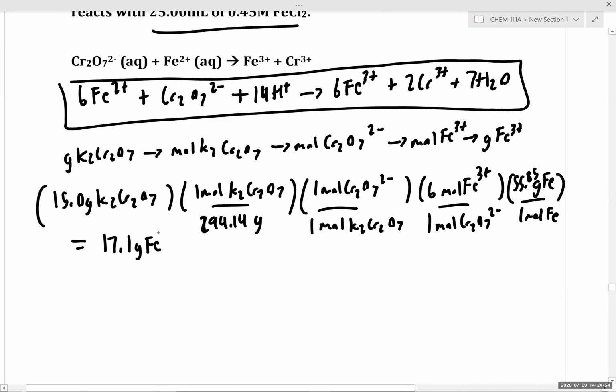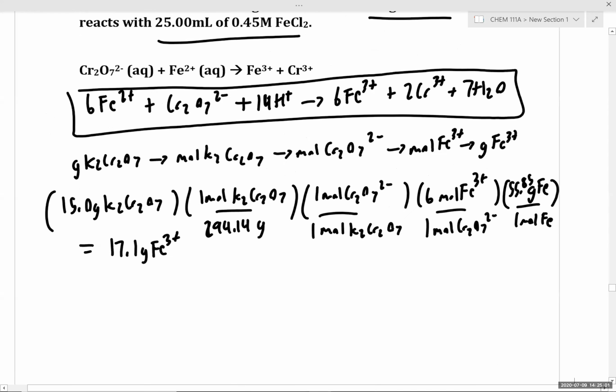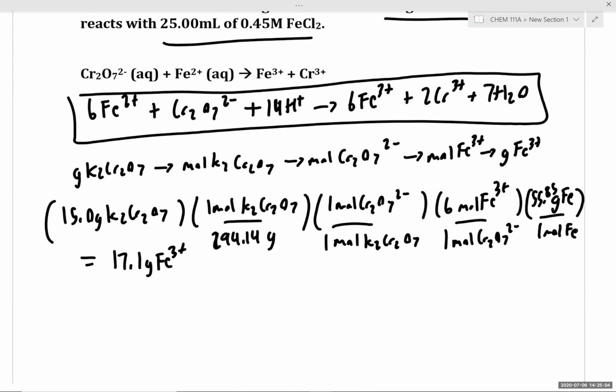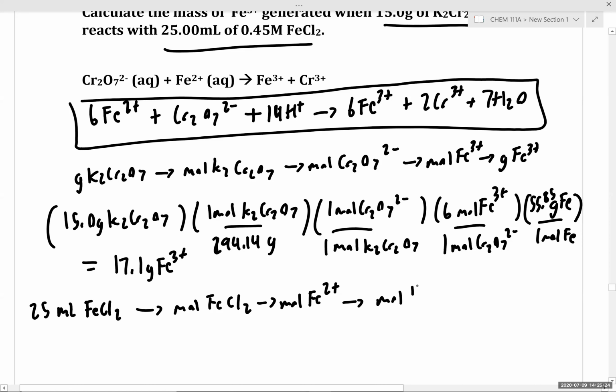Okay, now let's do this exact same calculation for iron 2+. So if we're going to start from the milliliters of iron 2 chloride, we have 25 milliliters of iron 2 chloride. We're going to go to the moles of iron 2 chloride, then to the moles of iron 2, then to the moles of iron 3+, and then to the grams of iron 3+.